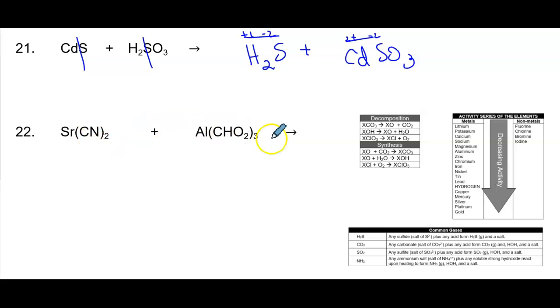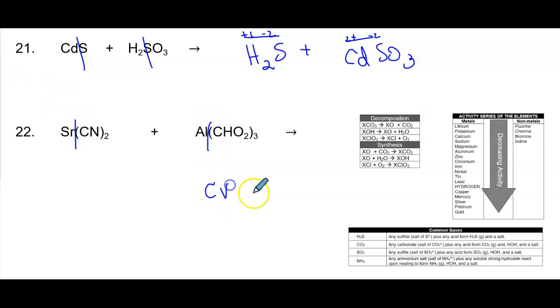Here we have two compounds. We're checking here. It is not any of these. For compounds, we have to come here to see if it's a common gas or if it's just an ordinary double replacement. I do not see S ending, CO3 ending, or SO3 ending, or an NH4 start, so it's just a double replacement. We're going to anchor the backs and switch the fronts.